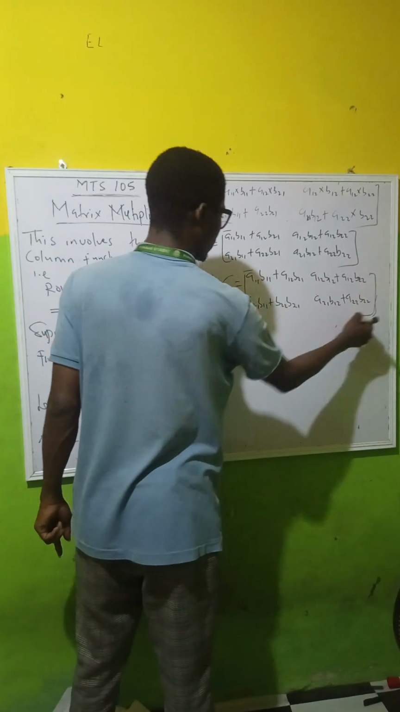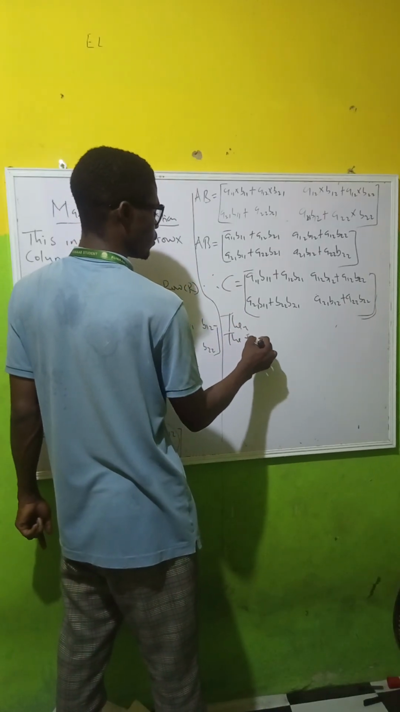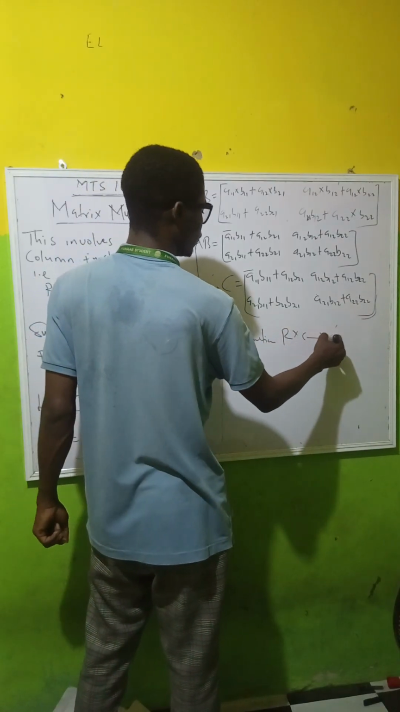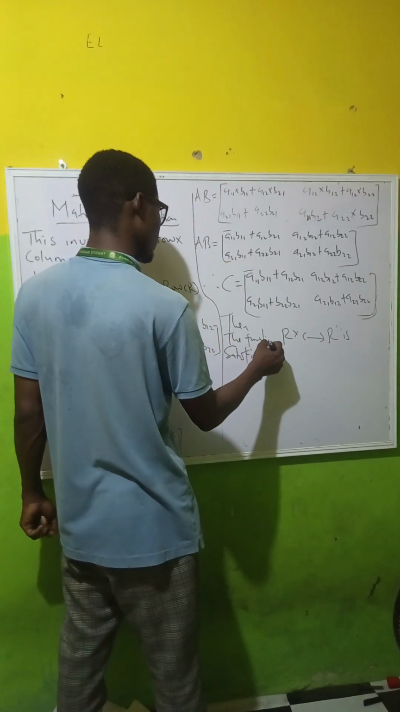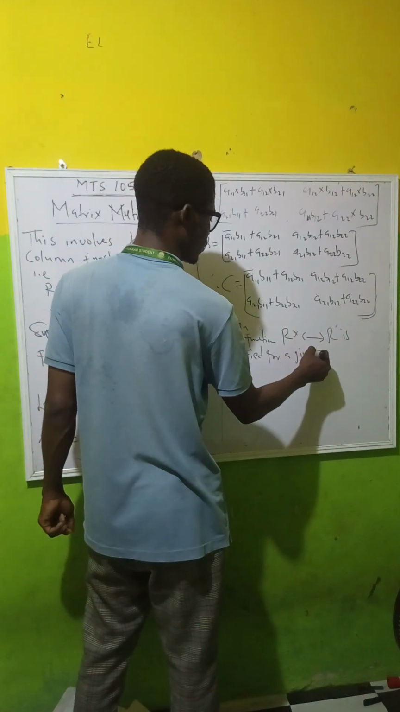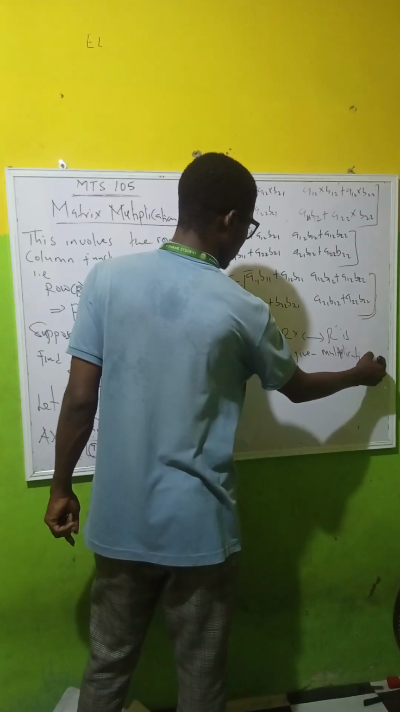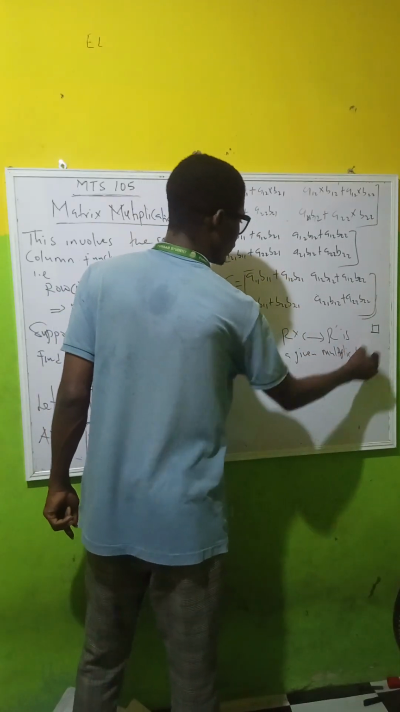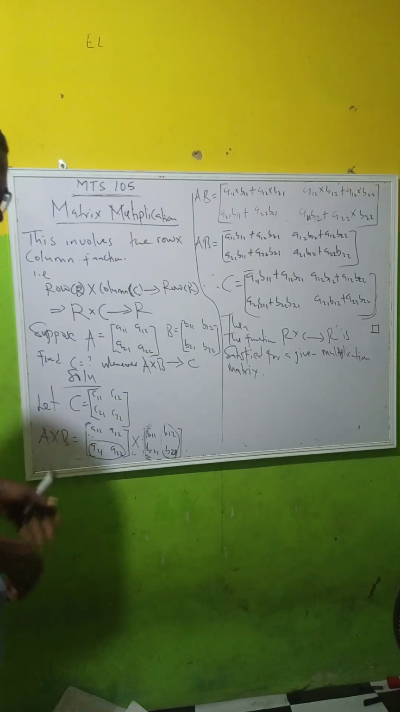So that's it. Then we conclude that the function row times column to give row is satisfied for a given multiplication matrix. So we have proved a matrix out. We have already proved this matrix out. Now let's solve a problem. Let's solve problem of multiplication of matrix.